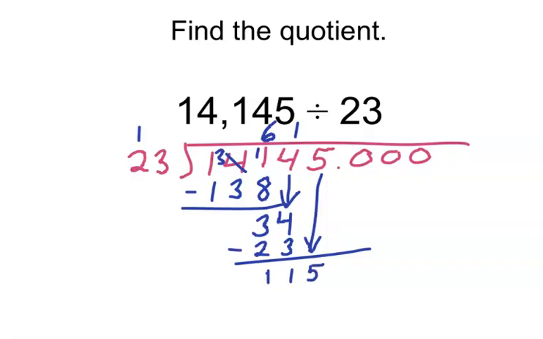Okay, so how many times would 23 go into 115? Well, I know 23 is close to 25. 4 of those would be 100. 115. Let's go ahead and make it 5 of them. 5 23s. Let's see what happens. 5 times 3 is 15. 5 times 2 is 10, plus 1 more is 11. Well, that worked out perfect, okay, which gives us no remainder.